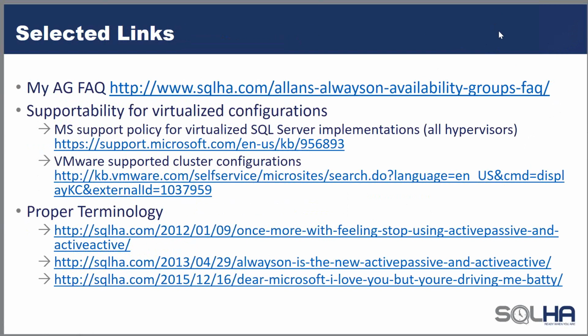Okay, so we've got another question here. If I have an application that is not configured to identify read-only and read-write connections, are there any specific steps I need to carry out in setting up the AG listener?